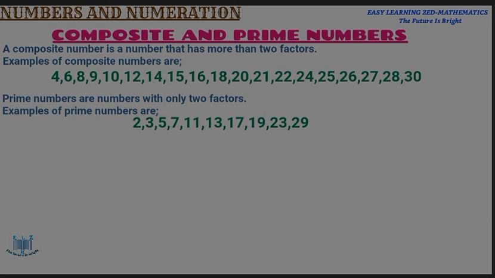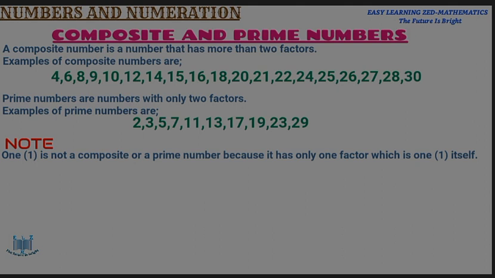Now when you look at the composite numbers and prime numbers, you'll notice that there is one figure that is missing, and that figure is 1. Now I want you to note this. 1 is not a composite or a prime number because it has only one factor, which is 1 itself. So 1 is neither a composite nor a prime number because it has only one factor.